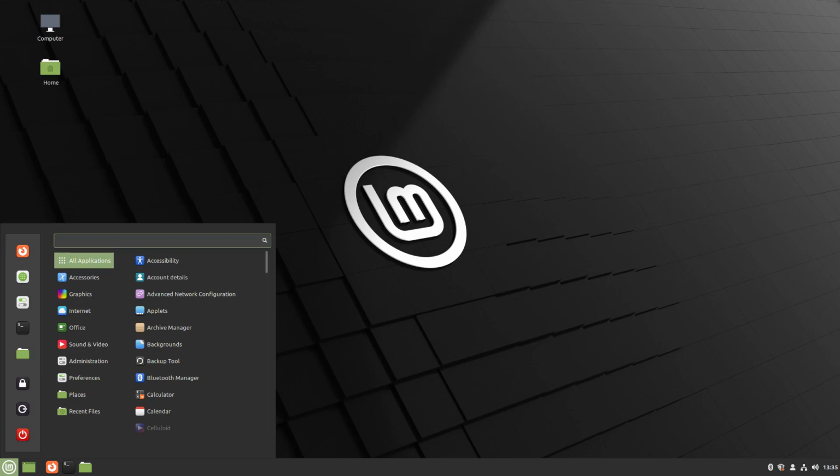Linux Mint is a more general-purpose distribution that is designed to be user-friendly and versatile. It uses the Cinnamon desktop environment, which is known for its modern and user-friendly interface. Linux Mint also comes with a wide range of pre-installed applications, including Firefox, LibreOffice, VLC, and GIMP.